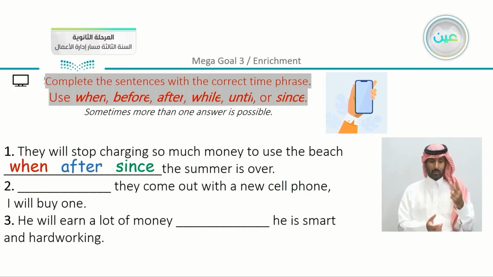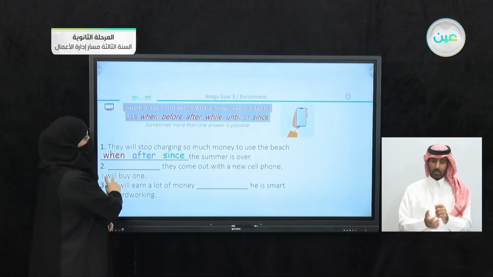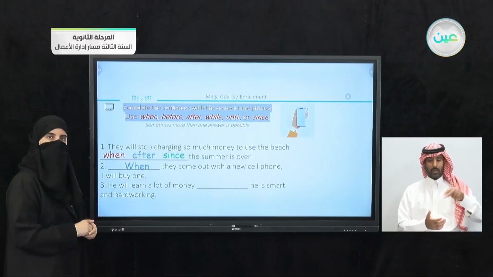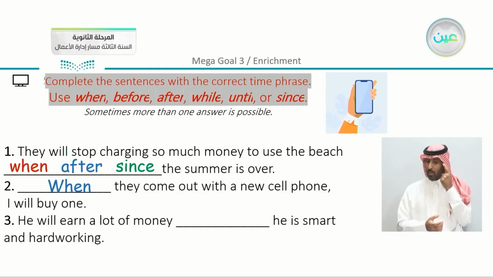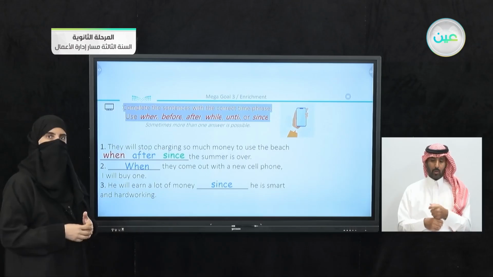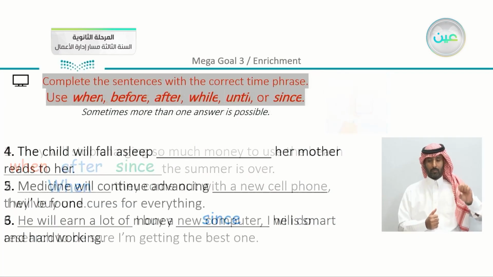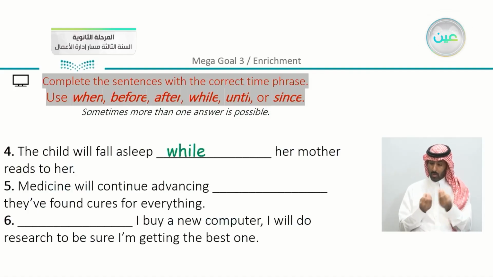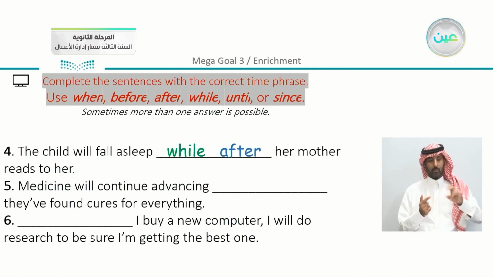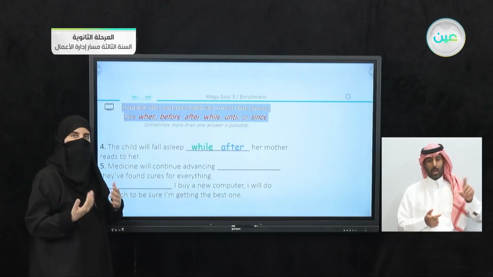Number 2, blank, they come out with a new cell phone, I will buy one. Now here we have one word, we can say when they come out. He will earn a lot of money, he is smart and hardworking. Now since he is smart and hardworking, you can see that we use different time expressions depending on the meaning of the sentence. Now, number 4, the child will fall asleep her mother reads to her. We have here while. And you can say also we have here the word after. So if you answer either way, it's correct.